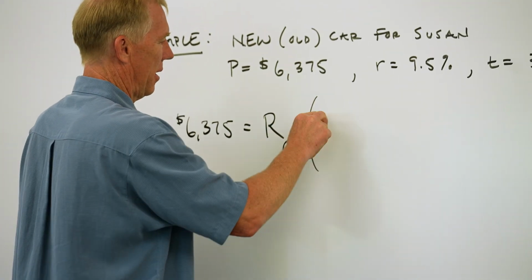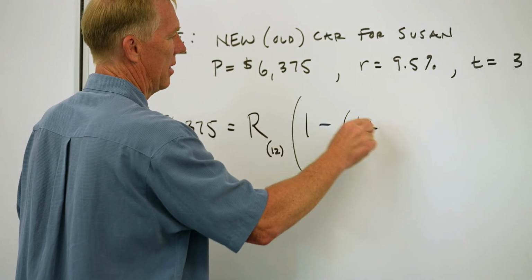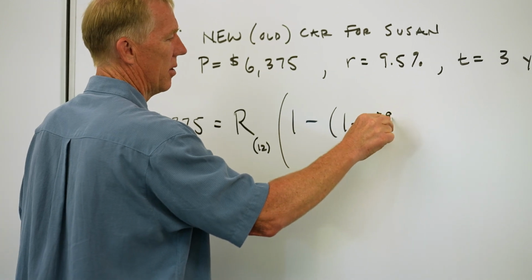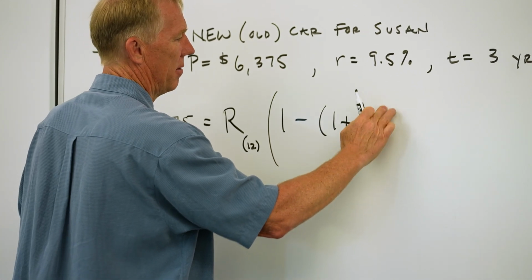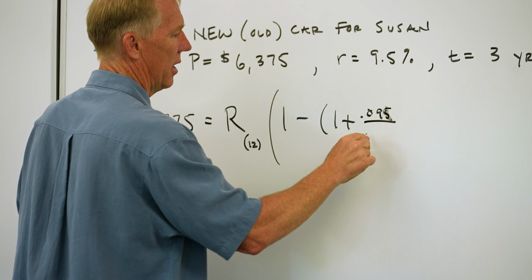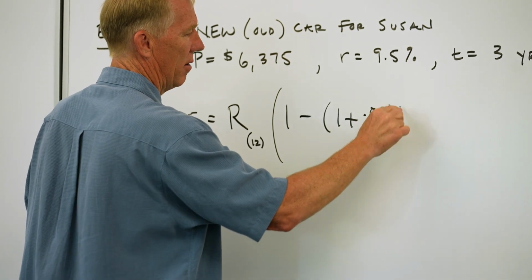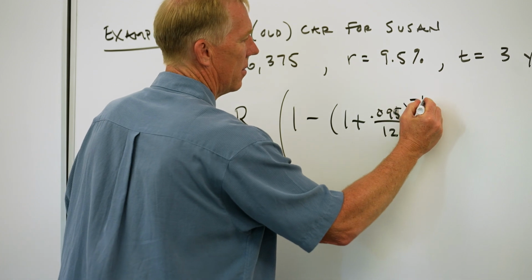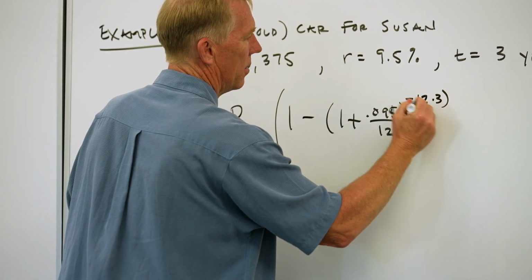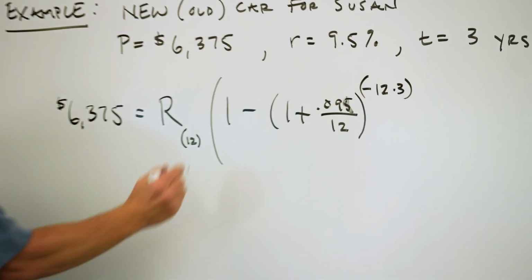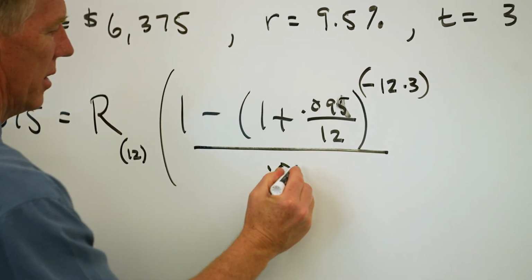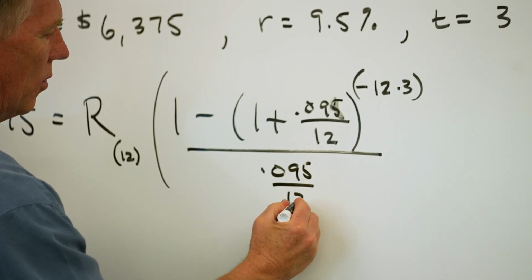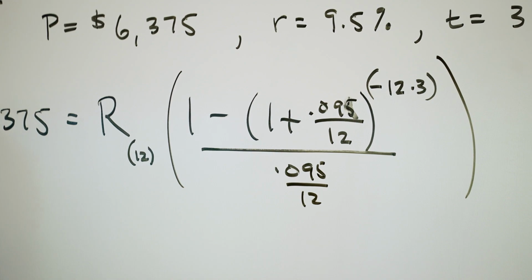Okay, 1 minus 1 plus an interest rate of 0.095, sorry for my numbers there, divided by n, which is 12, all to what power here, Pete? The negative 12 times 3, and make sure you put that in parentheses. Good, yeah. Good job. Super important, all over 0.095 over 12, big parentheses, right?